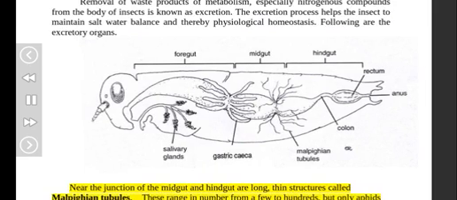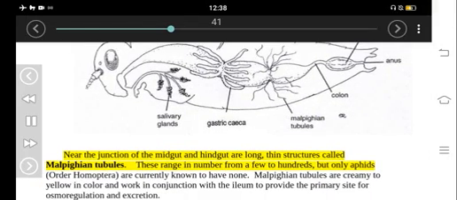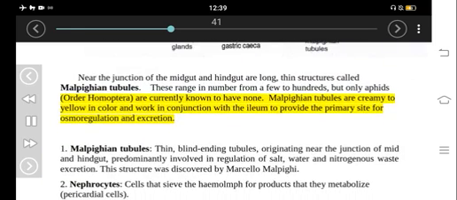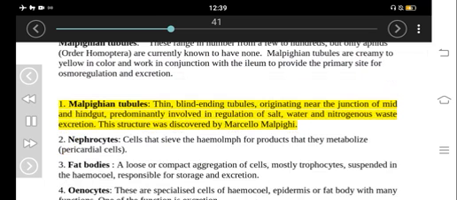Near the junction of the midgut and hindgut are long, thin structures called Malpighian tubules. These range in number from a few to hundreds, but only aphids, order Homoptera, are currently known to have none. Malpighian tubules are creamy to yellow in color and work in conjunction with the ileum to provide the primary site for osmoregulation and excretion. 1. Malpighian tubules.